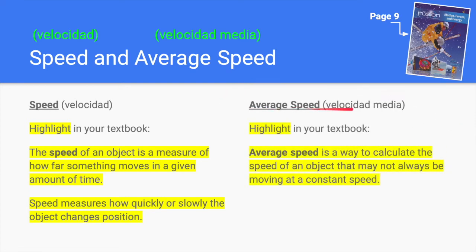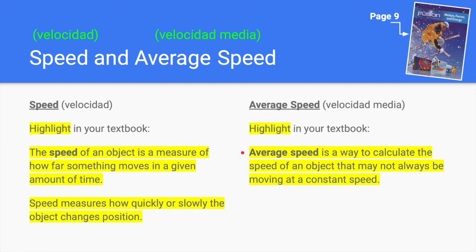Now we can also take a look at average speed. Now we're really going to need this for our lab today. Average speed, highlight this in your textbook, is a way to calculate the speed of an object that may not always be moving at a constant speed. So sometimes an object might move at a certain speed during its whole path, but other times things might be inconsistent or change their speed as they're moving.